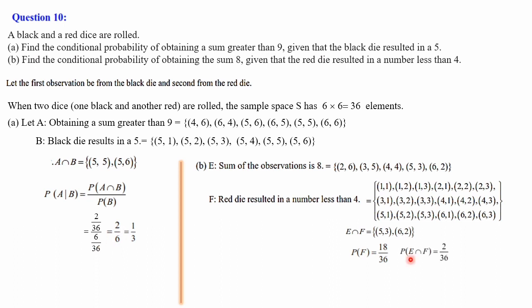Then P of E intersection F is 1, 2. There are two elements. 2 divided by the total number of elements 36. So 2 by 36. P of E given F is P of E intersection F by P of F. When we substitute, 2 by 36 by 18 by 36. That is equal to 2 by 18. 2 and 18 can be cancelled. That is 1 divided by 9. So the required probability is 1 divided by 9.